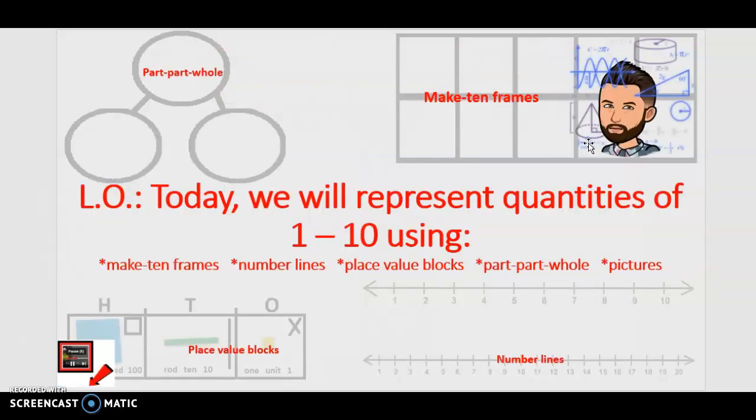Alright class, in today's class, we will represent quantities 1 to 10, and we're going to represent those quantities using number lines and pictures. In the back of the slide you see some part-part-whole, ten frames, number lines, and place value blocks. What I want you to do right now is pause the video at the bottom, talk to someone at home about what you know about those 4 pictures in the back, and then also go ahead and write what we're learning in your journal today. After you've done that, unpause the video and come back to me.